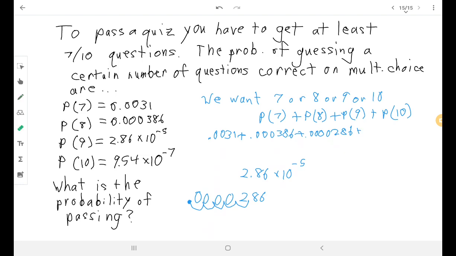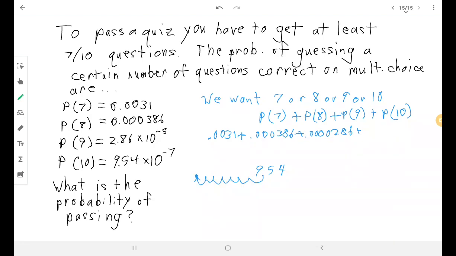Plus, and let me erase this one because we've got to do it again for the probability of 10. So 9.54 times 10 to the negative 7th is 7 spaces smaller. 1, 2, 3, 4, 5, 6, 7.